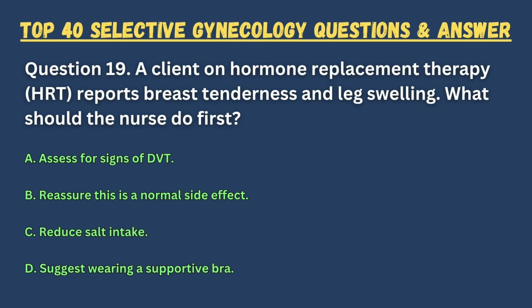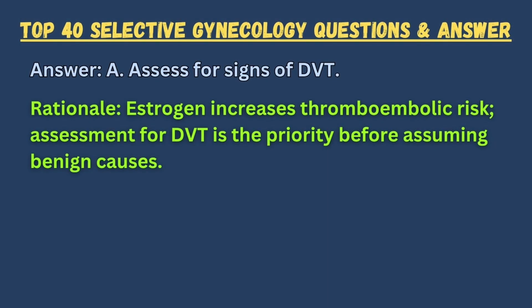Question 19. A client on hormone replacement therapy, HRT, reports breast tenderness and leg swelling. What should the nurse do first? A. Assess for signs of DVT. B. Reassure this is a normal side effect. C. Reduce salt intake. D. Suggest wearing a supportive bra. Answer: A. Assess for signs of DVT. Rationale: Estrogen increases thromboembolic risk. Assessment for DVT is the priority before assuming benign causes.